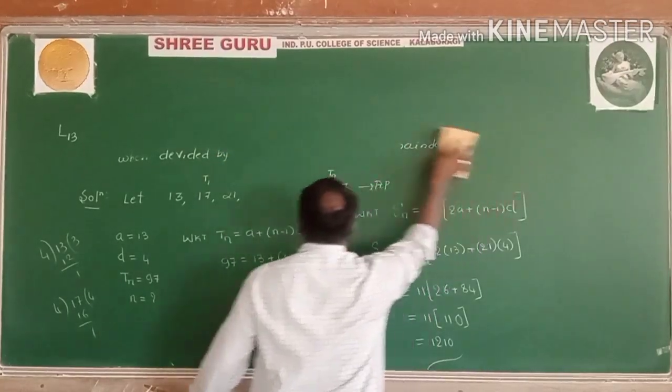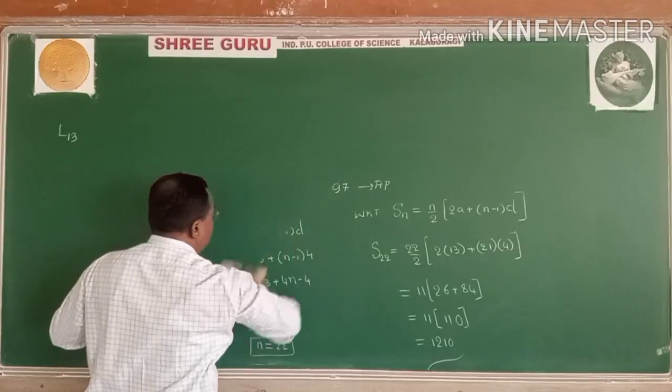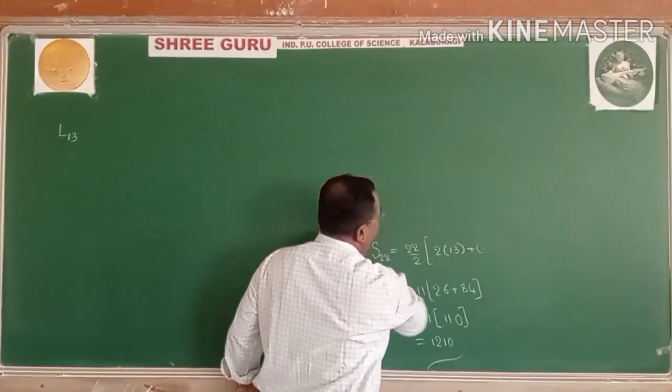Next example number 5. Application type is there. In this application type, AP type and GP type are mixed.